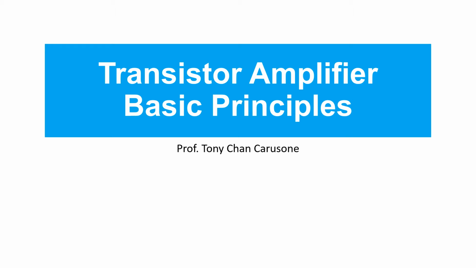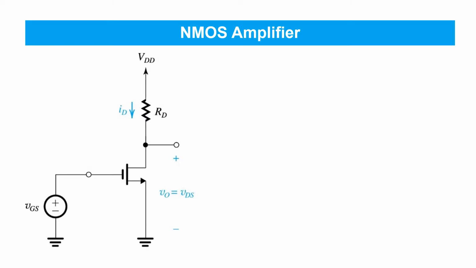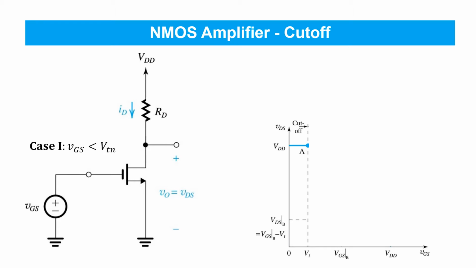In this video, we'll go over the basic principles of transistor amplifiers. Let's imagine that we start VGS at a value of 0 and start slowly increasing it. At first, VGS will be below the threshold voltage, and therefore the transistor will be in cutoff.